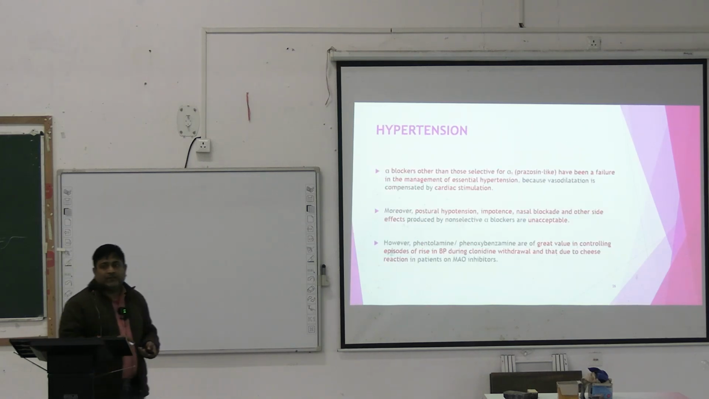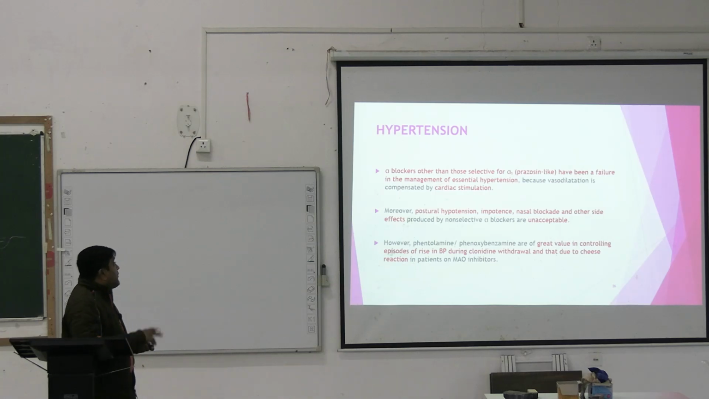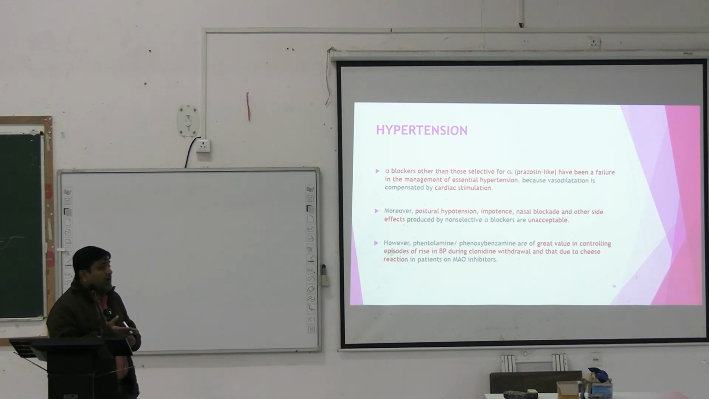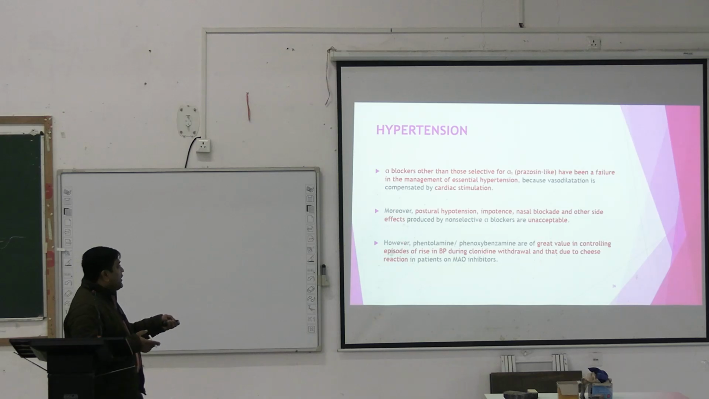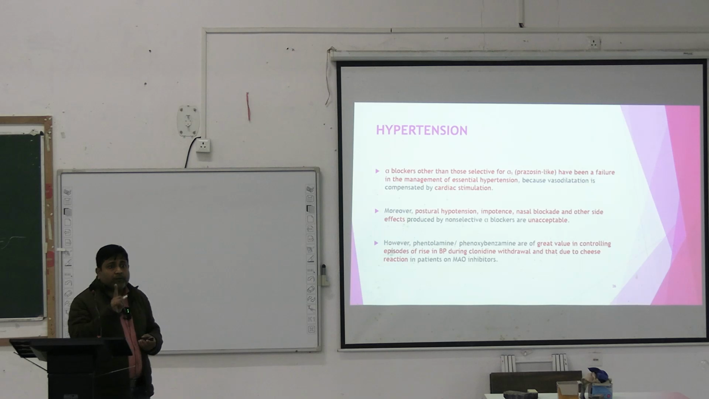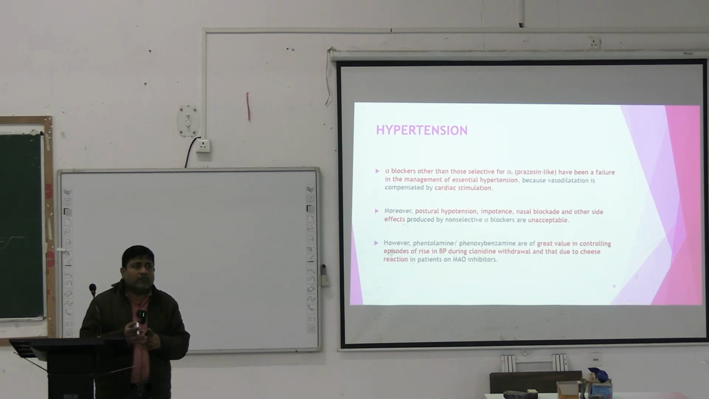Now coming to hypertension. Alpha blockers other than selective alpha-1 have been a failure in the management of essential hypertension. Why? Because vasodilatation is compensated by cardiac stimulation. Now, postural hypotension, impotence, nasal blockade and other side effects are unacceptable with non-selective blockers. However, phentolamine and phenoxybenzamine are of great value in controlling blood pressure in patients with pheochromocytoma, in patients with clonidine withdrawal and cheese reaction.